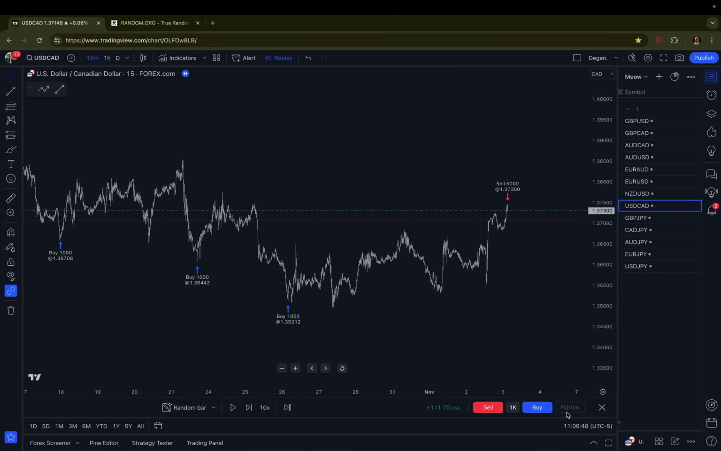You know what? There's a lot of drawdown. It's almost 100 CAD of drawdown. Almost wiped out all the profit, but he's going to close now. So we're going to flatten it here. Net profit is 111 CAD on a 1,000 CAD account.